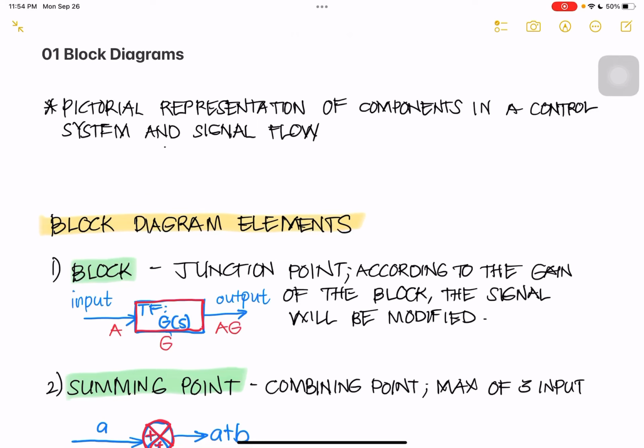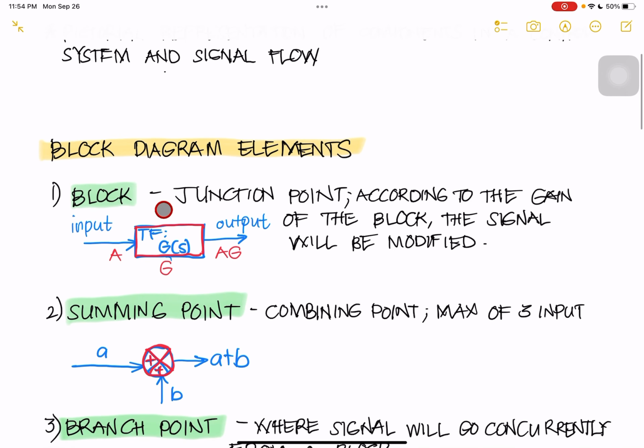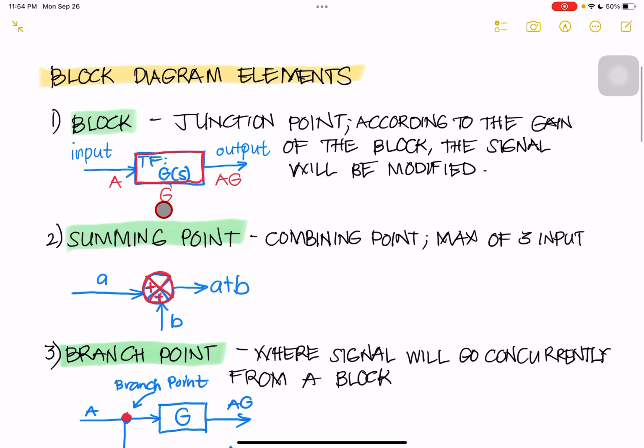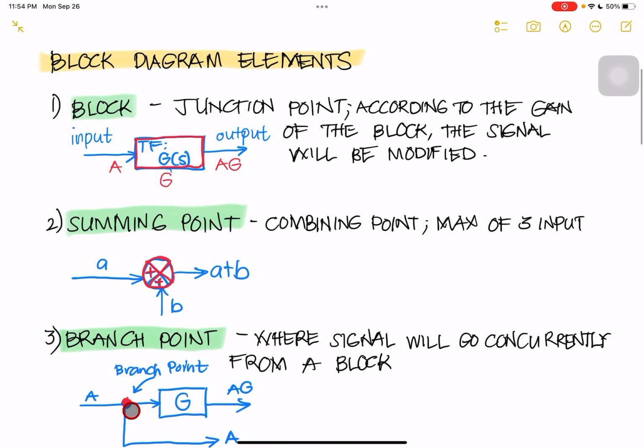Our next topic is regarding block diagrams and signal flow graphs. So, what is a block diagram? It is the pictorial representation of components in a control system and signal flow. From the word itself, it's a pictorial representation. Our block diagrams have different elements for representing the system: the block, the summing point, and the branch point.